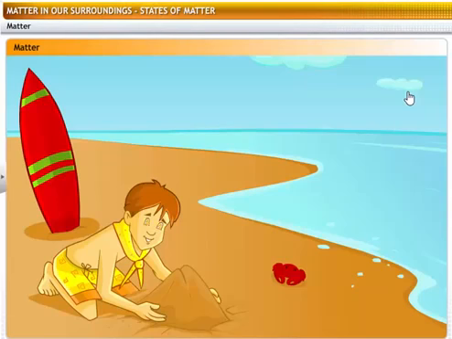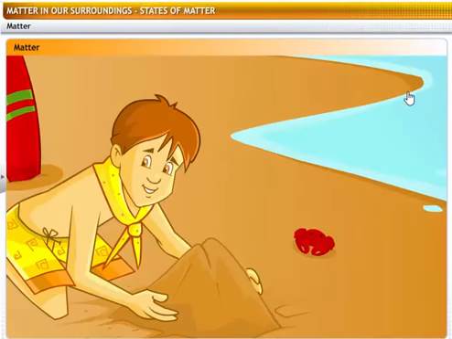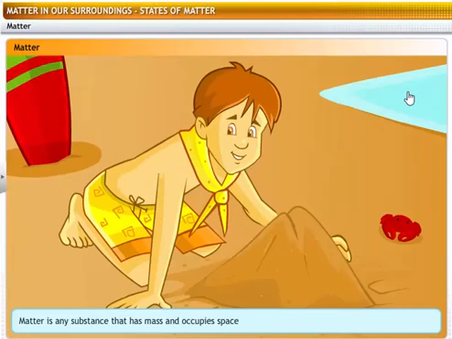Why does matter exist in the form of solids, liquids, and gases? What is matter? Matter is any substance that has mass and occupies space. All physical objects are composed of matter.